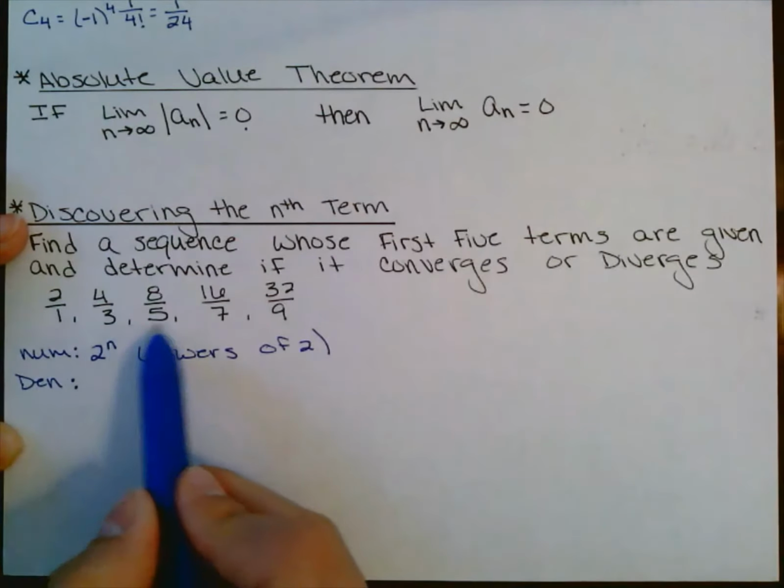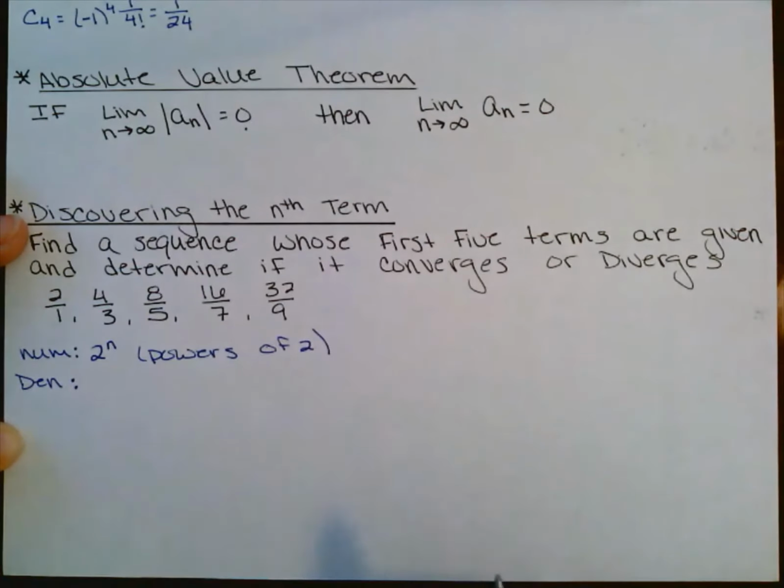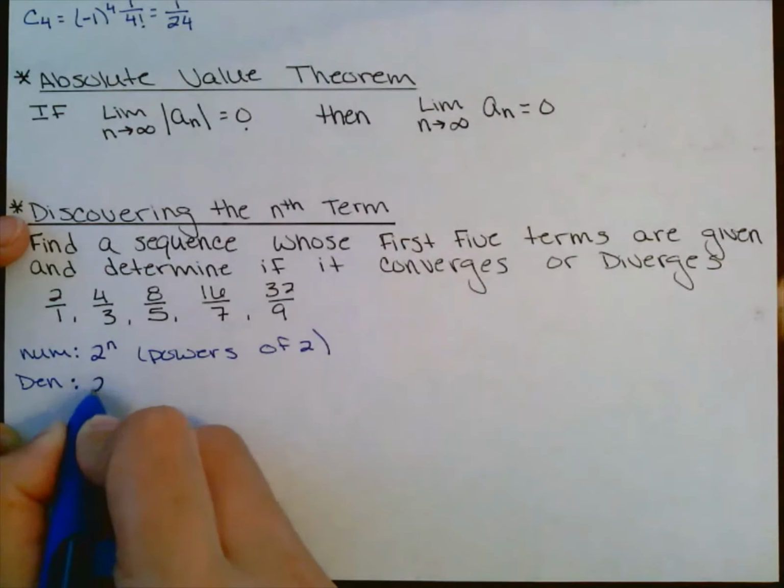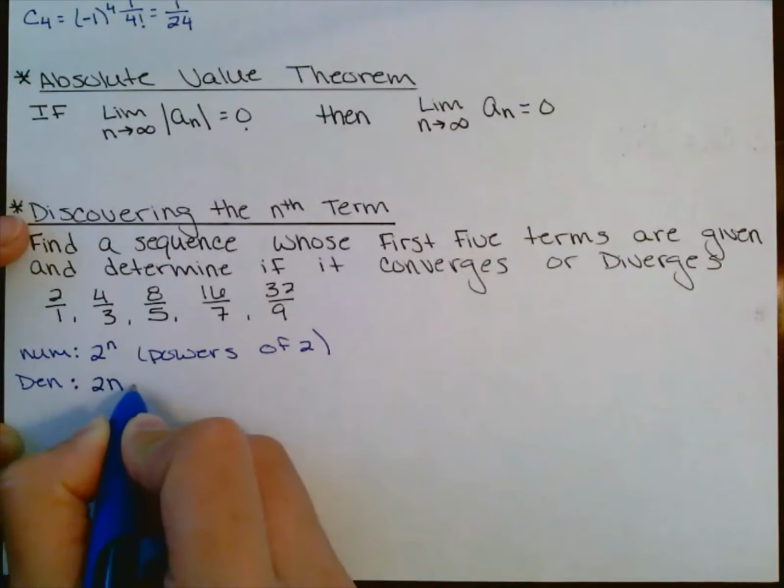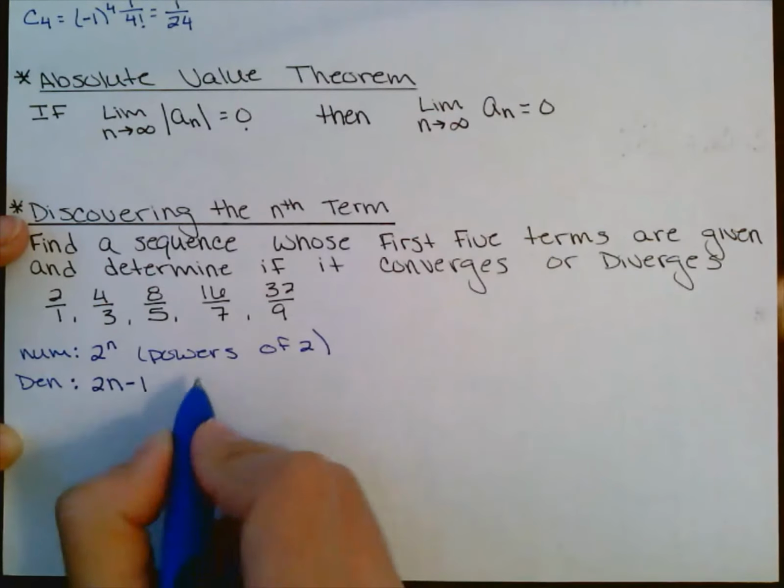I have 1, 3, 5, 7, 9. This is odd numbers. Now the way we represent odd numbers, it'd be really easy to represent an even number. We'd say 2 times that number. So if the first term was even, then we'd say 2 times the first term, 2 times the second. But if it's odd, we want to subtract one from that. So instead of landing with 2, 4, 6, 8, we want to subtract one and end up with 1, 3, 5, 7. So 2 times n, giving us even numbers, and then subtracting 1 to get to the odd numbers.